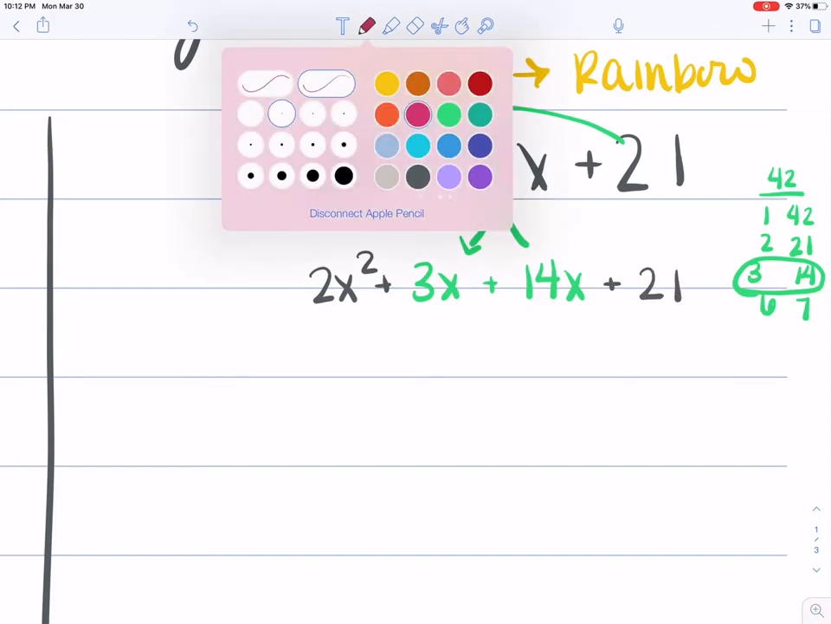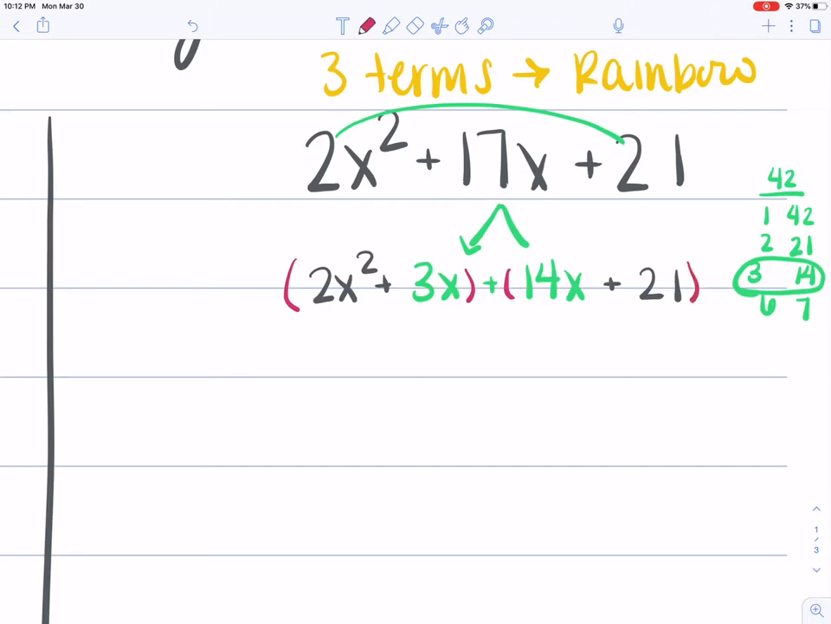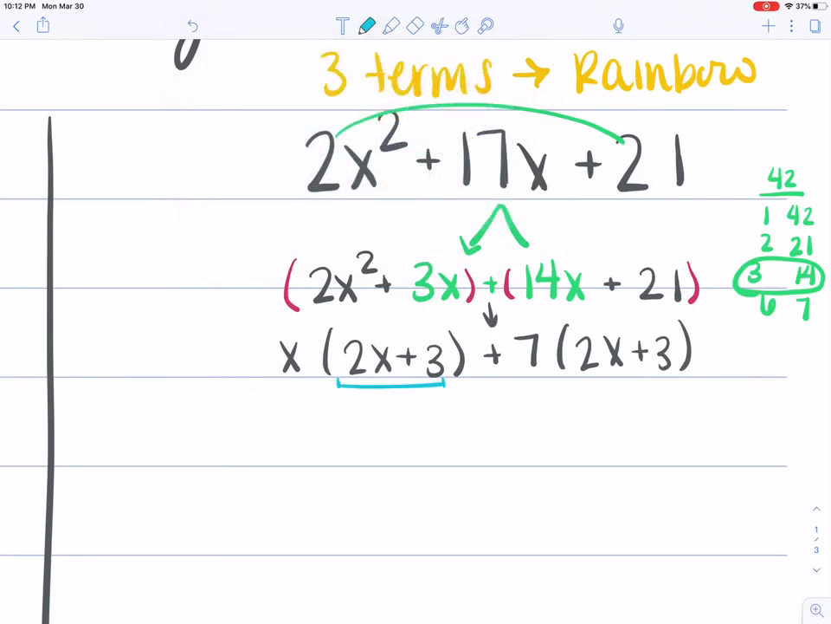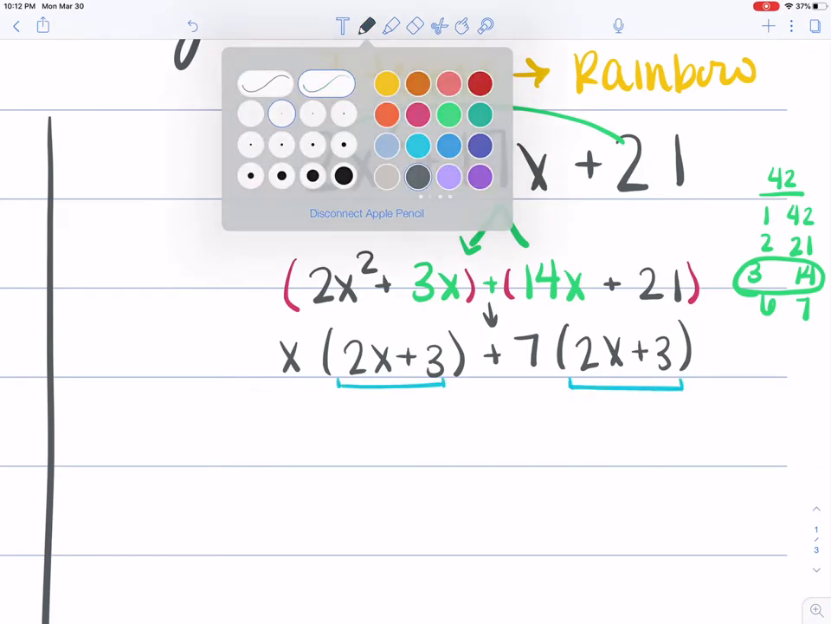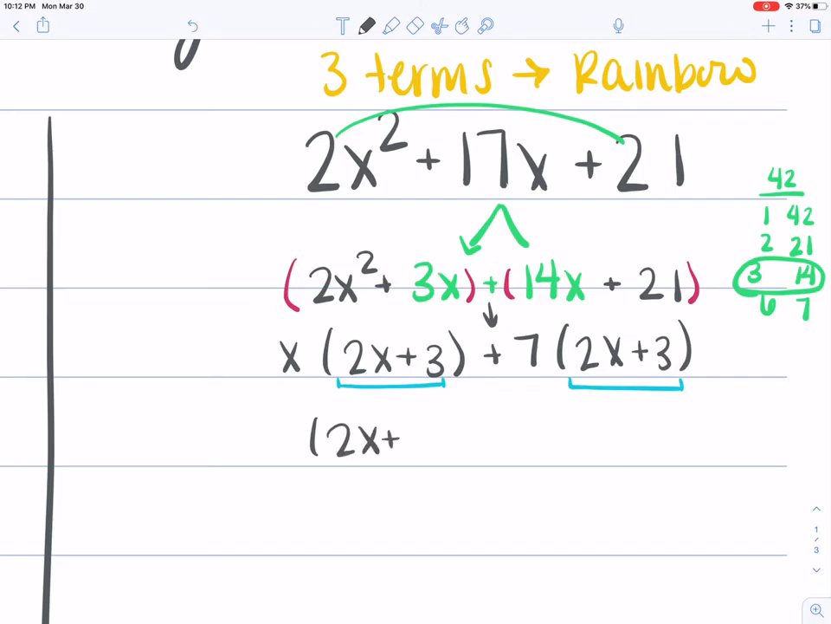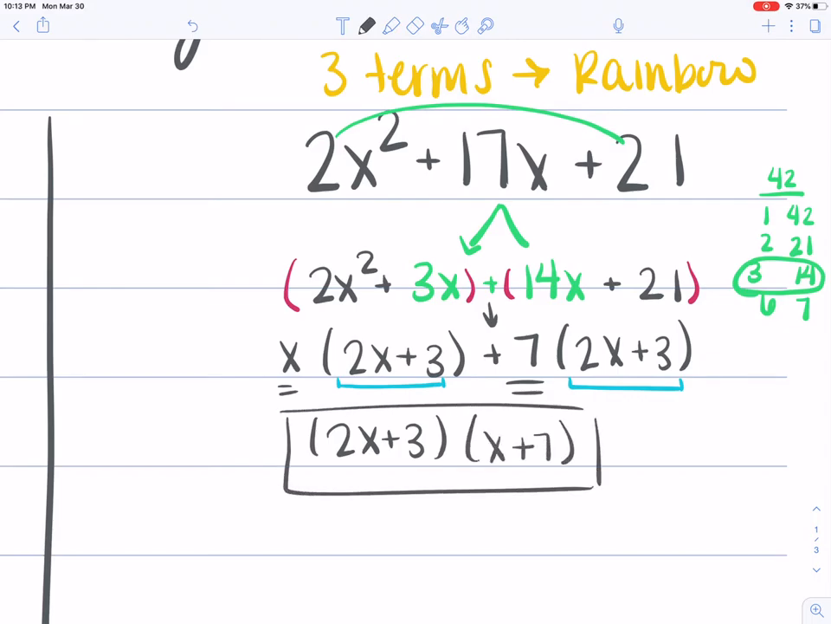Now it's just a matter of factor by grouping. So the first two, 2x squared plus 3x, they have an x in common, so I'm left with 2x plus 3. Carry down my sign. 14 and 21 have a 7 in common, and I'm left with 2x plus 3. Write down what is being repeated, and then what's left over. So I've got my 2x plus 3 being repeated, and this x plus 7 that is left over, and that would be my final answer.